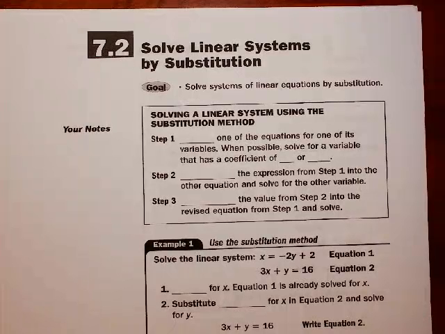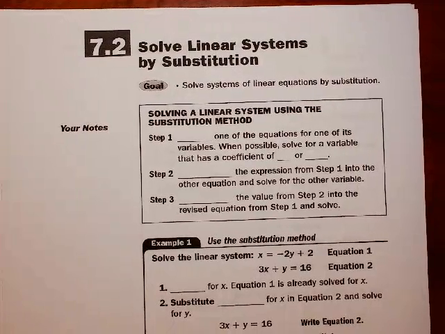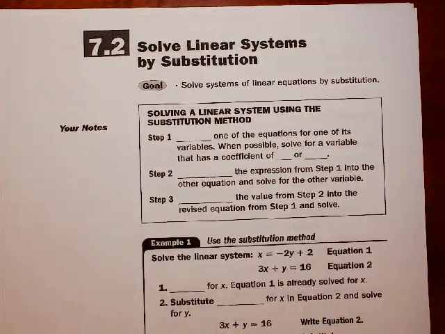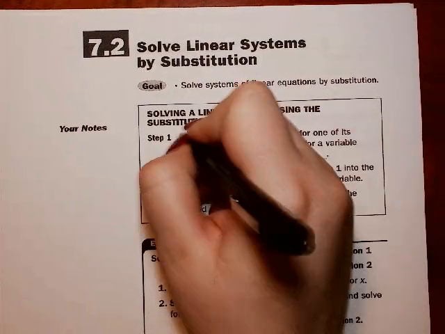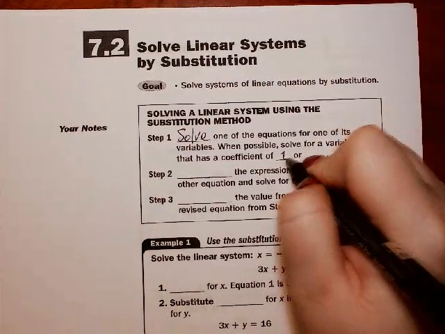Algebra 1, 7.2, solve linear systems by substitution. Step 1. Solve one of the equations for one of the variables. When possible, solve for a variable that has a coefficient of 1 or negative 1.